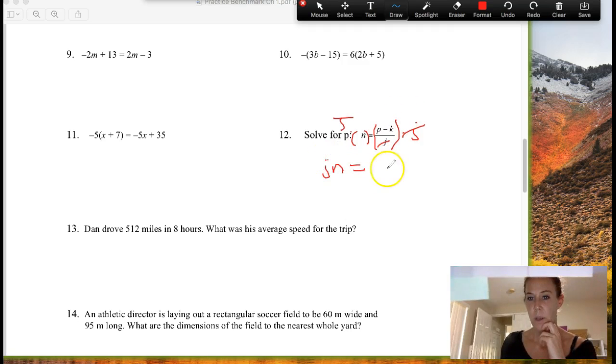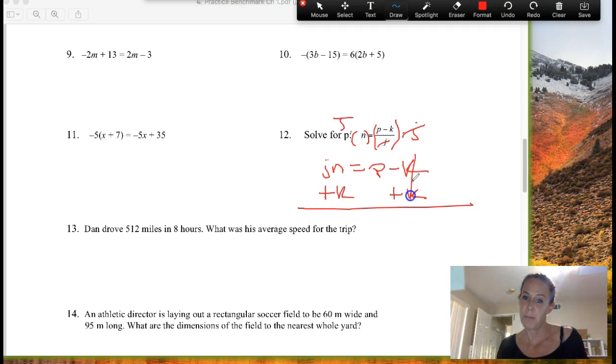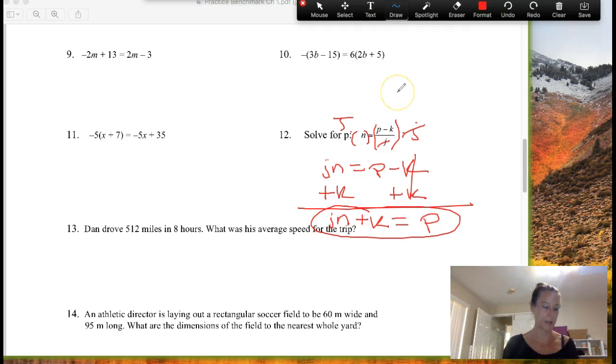equals P minus K. Now my goal is to get P by itself. So K is subtracted from P, so I do the opposite and I add K. So I've got J times N plus K over here, so Jn plus K. Bring down the equals, and over here I just have P, and now I've solved for P. This can't be simplified anymore. You're finished. Easy as that.